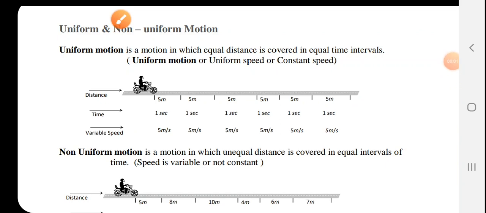Hello students, today's topic is uniform and non-uniform motion.